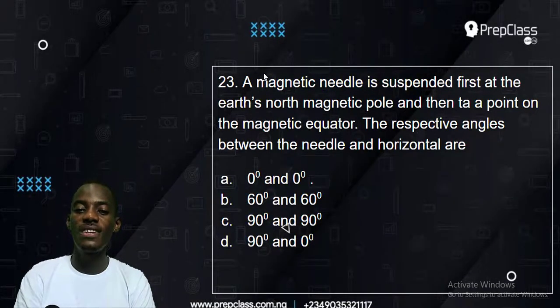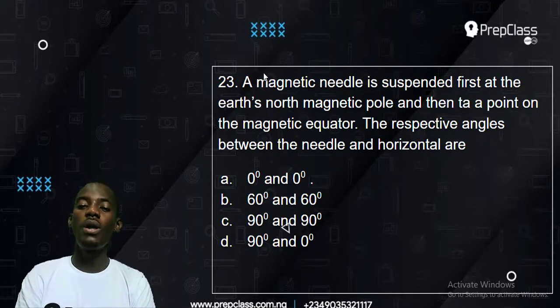Number 23. A magnetic needle is suspended first at the Earth's north magnetic pole and then at a point on the magnetic equator. The respective angles between the needle and the horizontal are what?